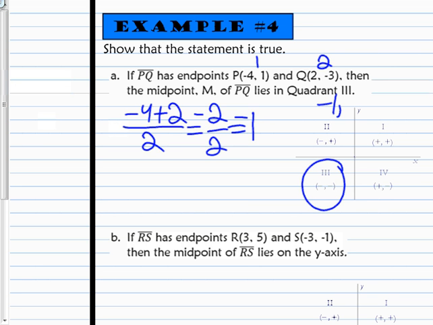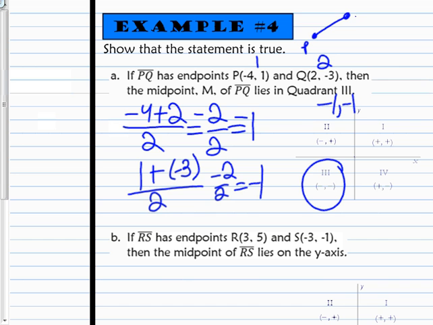So now let's find the y-coordinate. y1, which is 1, plus y2, which is -3, over 2. 1 plus -3 is -2 over 2, which also equals -1. So I just found the midpoint of PQ. It gave me 2 points, and I found the middle of it. It's basically saying, here's P, here's Q, find the middle point. And so I use the coordinates of P and the coordinates of Q to find what the middle point would be. Okay, that's what we just did.